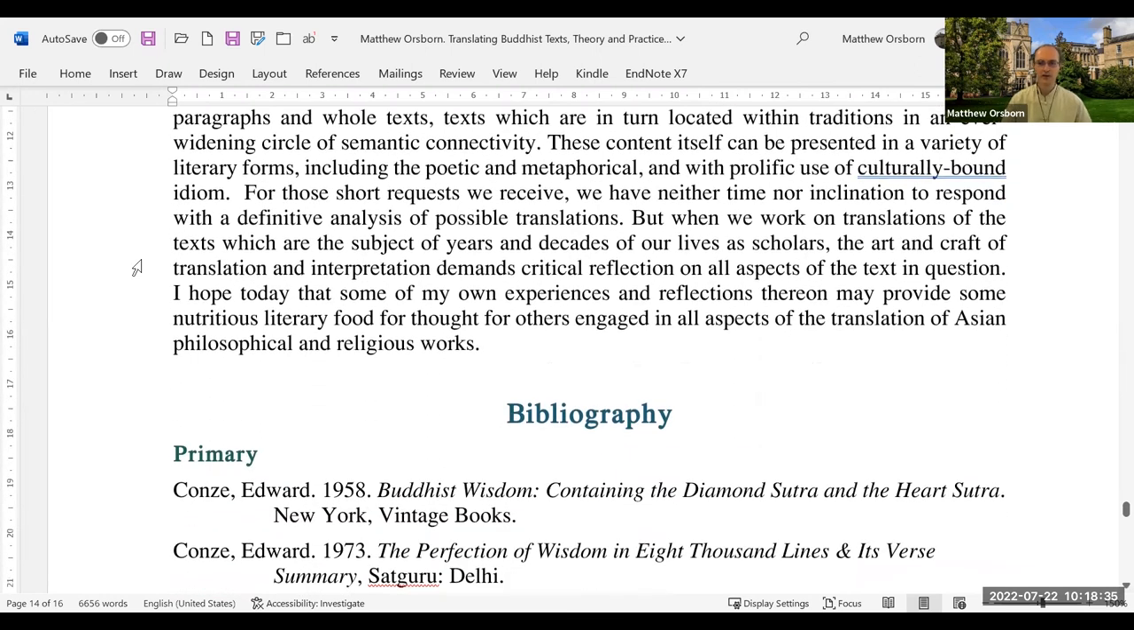But when we work on translations of the texts, which are the subject of years and decades of our lives as scholars, the art and craft of translation and interpretation demands critical reflection on all aspects of the text in question. Now, I hope today that some of my own experiences and reflections thereon may provide some nutritious literary food for thought for others engaged in all aspects of the translation of Asian philosophical and religious works.